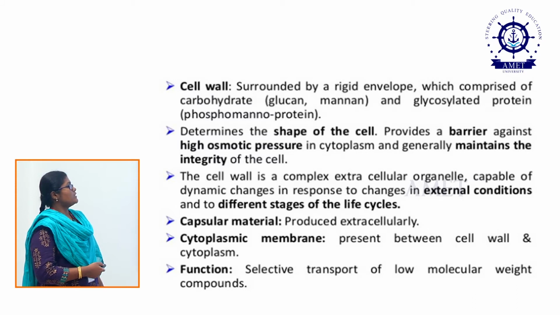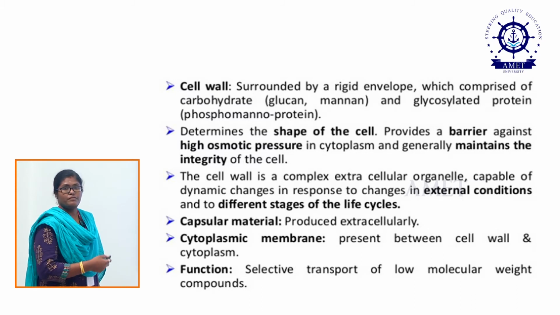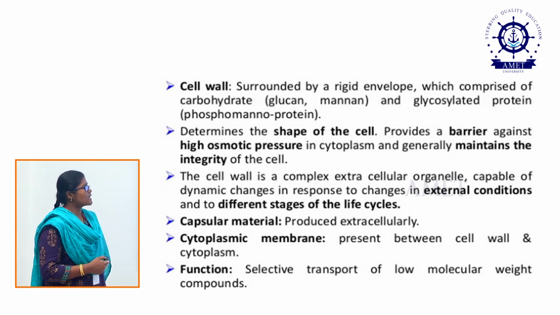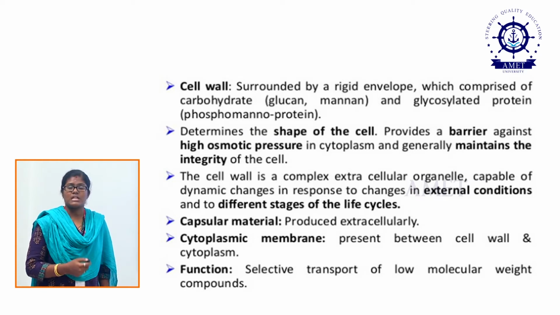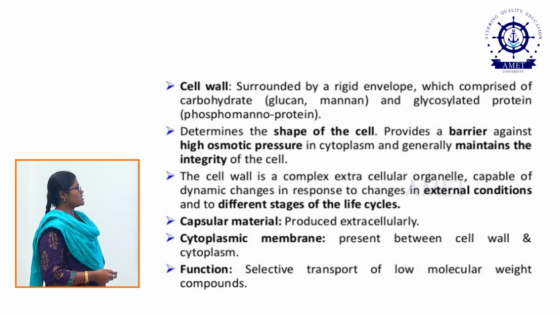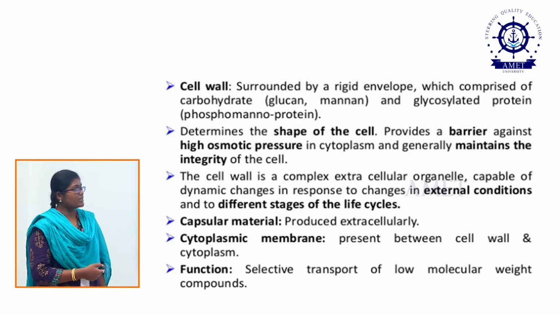The next thing we are going to see is the main features of the yeast cell. First is the cell wall. The cell wall is surrounded by a rigid envelope. This rigid envelope is made up of two types of carbohydrates, glucan and mannan, and glycosylated proteins. The glycosylated proteins are phosphomannoproteins.